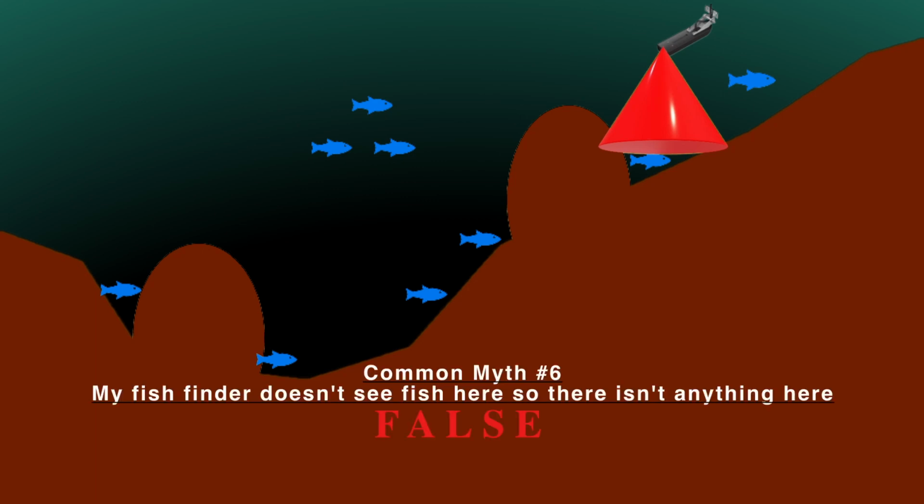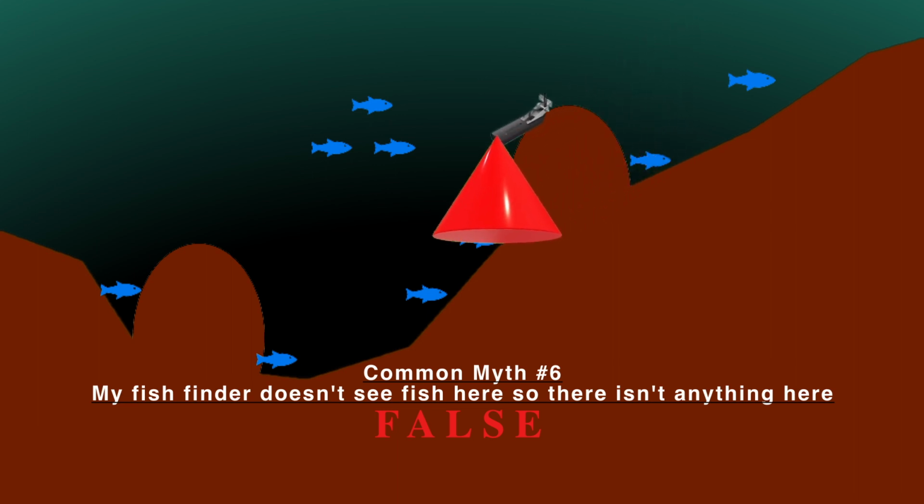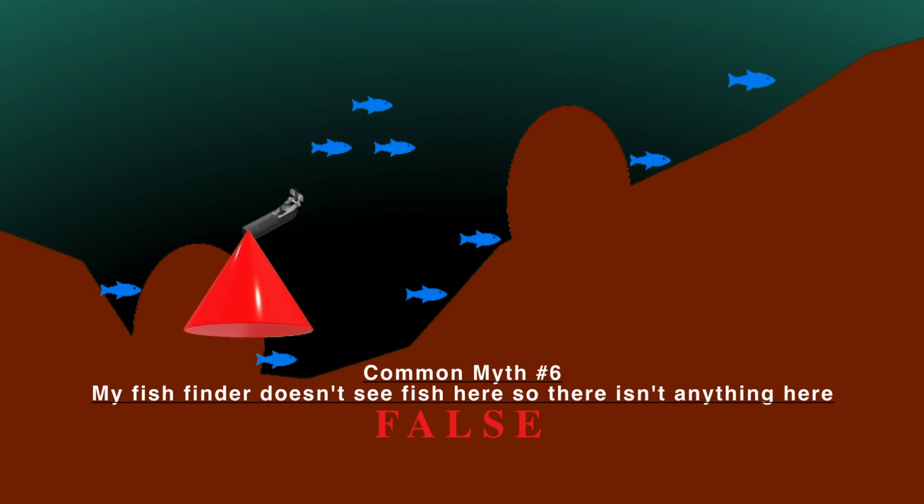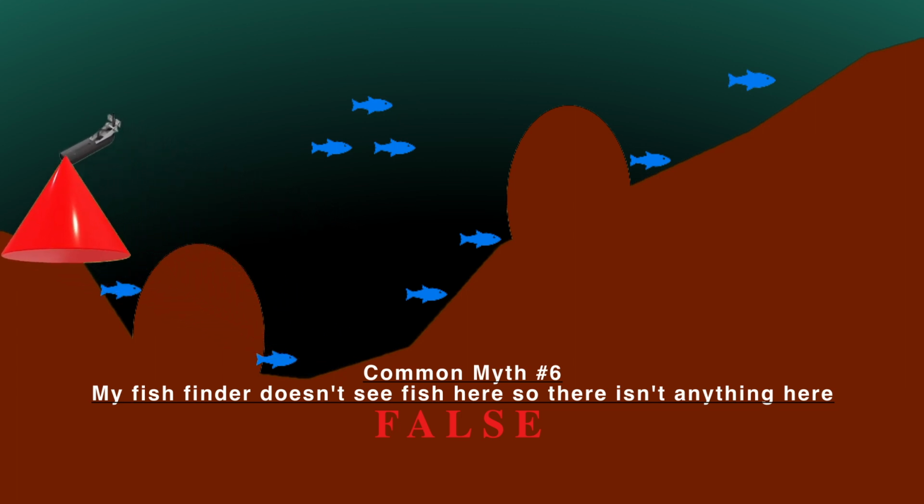So this brings me to my next myth, which is: my fish finder doesn't see fish here, so there must not be any fish. Well, that's actually false. Like we just talked about, because fish finders have blind spots, making that assumption can be dangerous. Suppose I asked you, what do you think these 3 fish are here on the fish finder screen? If you answered with, I don't know, I cannot determine that, then you answered correctly.